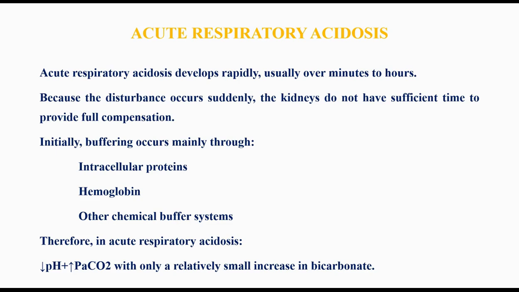For example, suppose a person develops sudden respiratory depression due to an overdose of respiratory depressant drug. The respiratory rate and depth decrease, alveolar ventilation falls, and carbon dioxide begins to accumulate rapidly. Because the kidneys require time to adapt, significant renal compensation has not yet occurred. Therefore, acute respiratory acidosis may produce a marked decrease in blood pH.